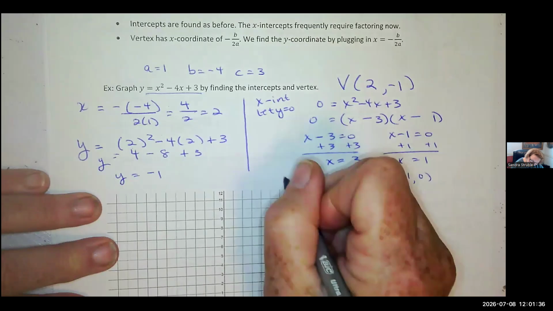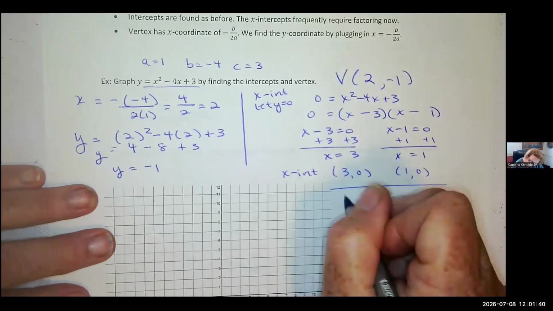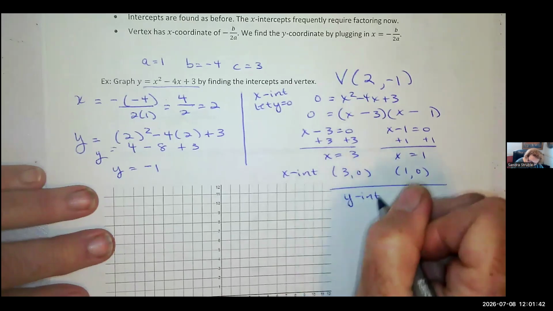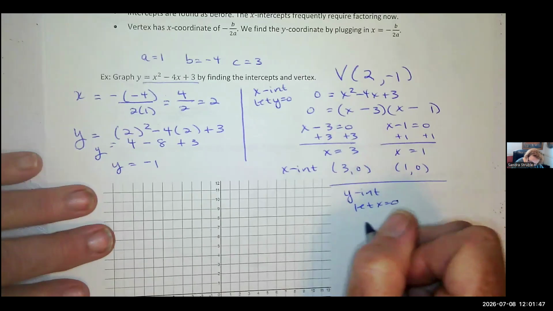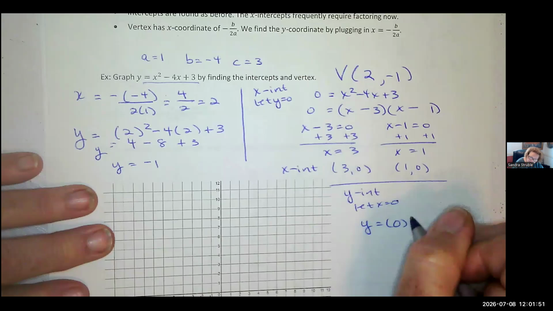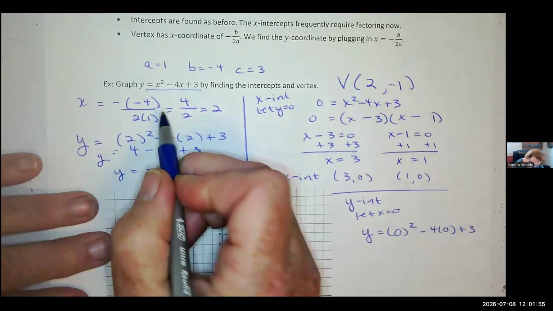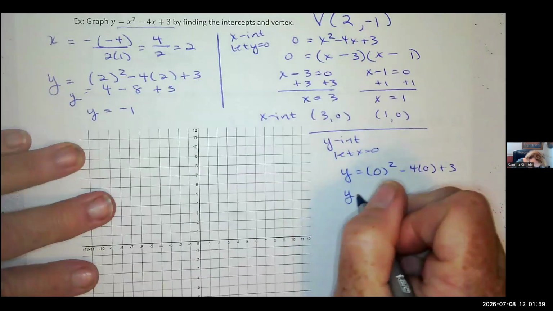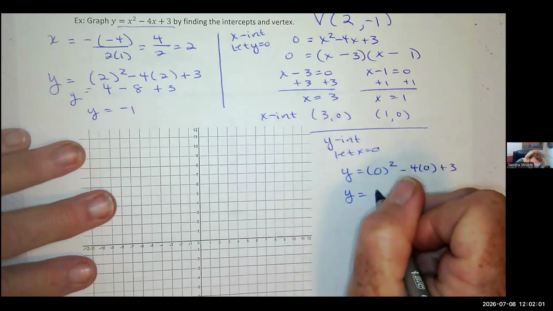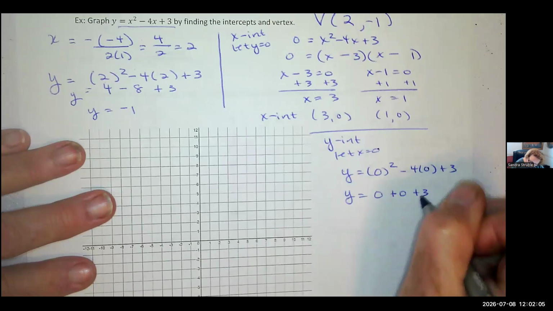And then to find our y-intercept, we let x equal 0. This is the nice one. y equals 0 squared minus 4 times 0 plus 3. This is just taking this again, and everywhere there's an x, we're going to put a 0. Now we simplify the right. 0 squared is 0, minus 4 times 0 is 0, plus 3, so y equals 3. Our y-intercept is (0, 3).